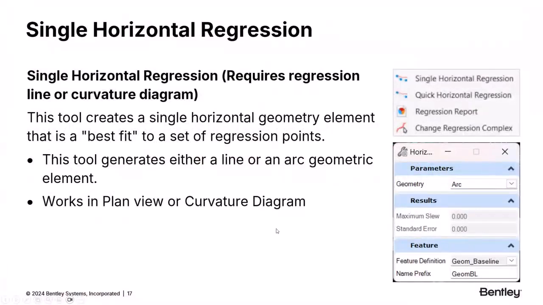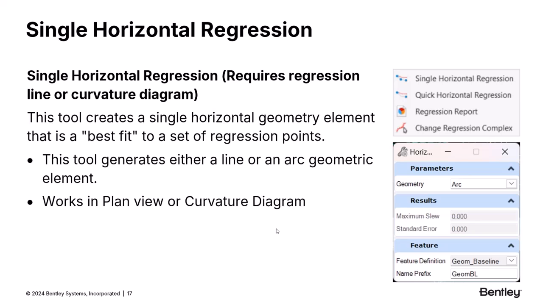So once we've analyzed the curvature diagram to help us determine the geometric elements that we want to create, let's talk about the tools that create the best fit geometry, or the regression geometry. Because at the end of the day, regression is basically just best fit geometry in its simplest terms. So we're going to take a look at single horizontal regression. This tool creates a single horizontal geometry element that is best fit to that regression data. We use the regression line from points and regression line from line tools, and now it's time to actually create the civil geometry elements.